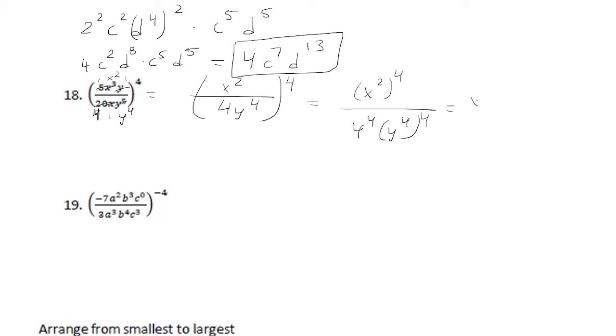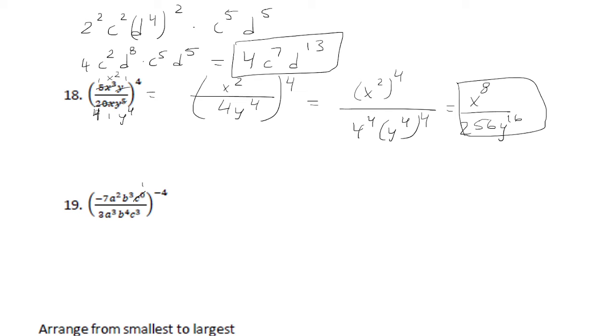X squared to the 4th is x to the 8th. 4 to the 4th is 256, and then we'll have y to the 16th power on the bottom. Okay, for 19, we're still going to simplify what's inside the parentheses. So first, c to the 0 is just 1.